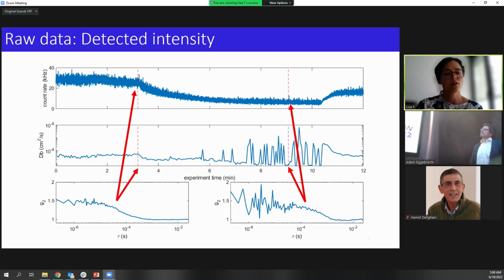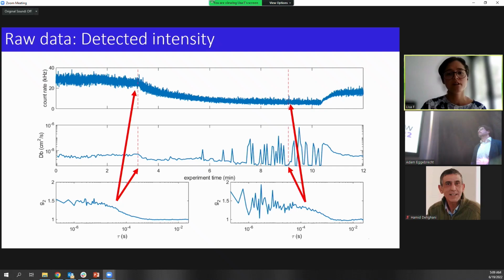The last thing I want to talk about in regards to raw data is your detected intensity levels. In this case, this was data that was taken continuously. In the top row, I show the detected photon count rates in kilohertz. In the middle row, I show the fitted blood flow values. And in the last row, I show the raw G2 data.